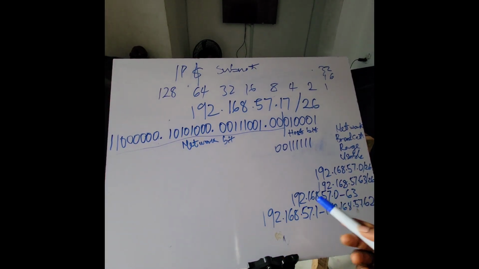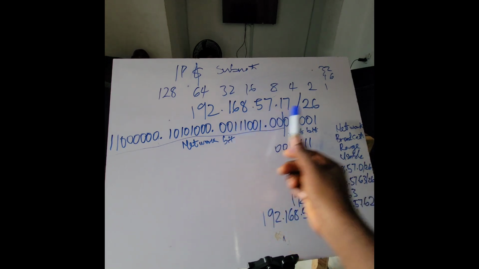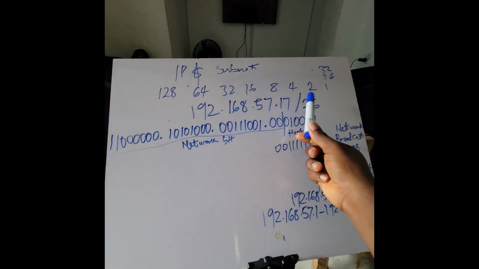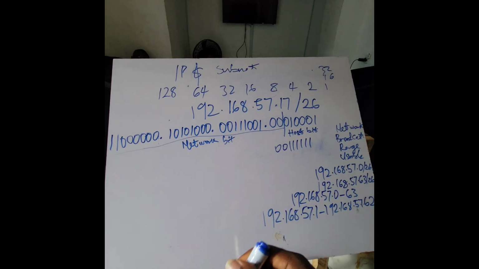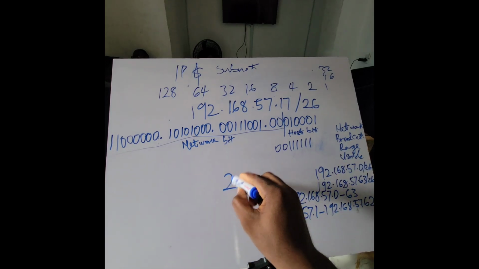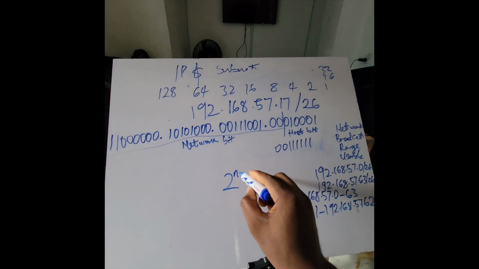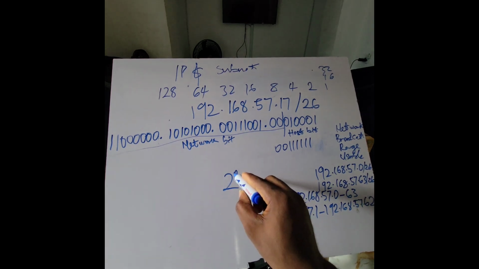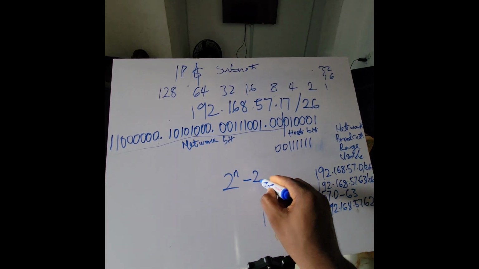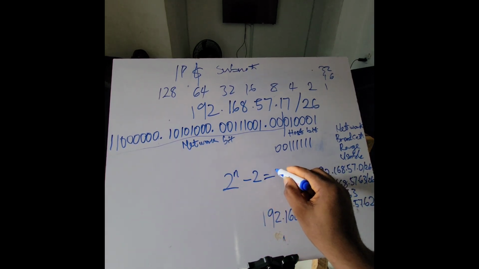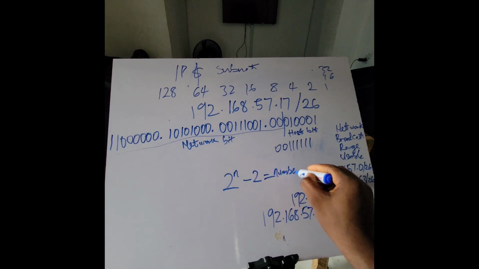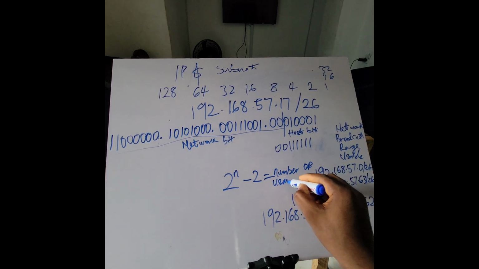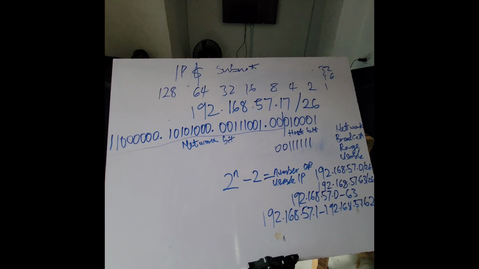Now, if it's bigger, because sometimes you will not be able to easily get it like this, especially when you have another octet here, maybe like /16 or /18 or /15, what we do is 2 raised to the power of host bits, minus 2, equals the number of usable IP addresses. So that's it.